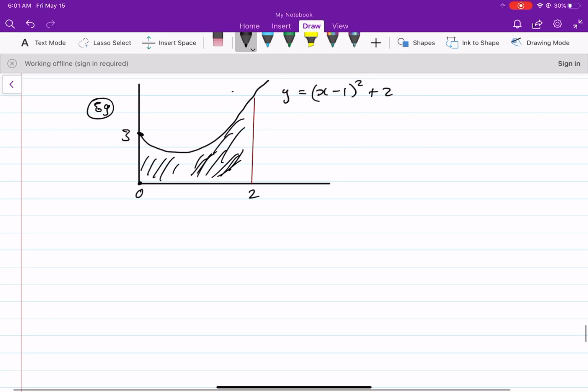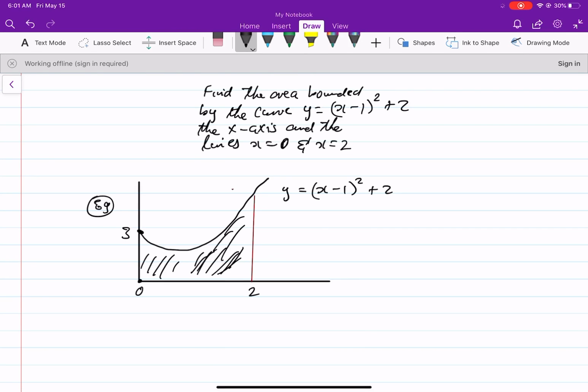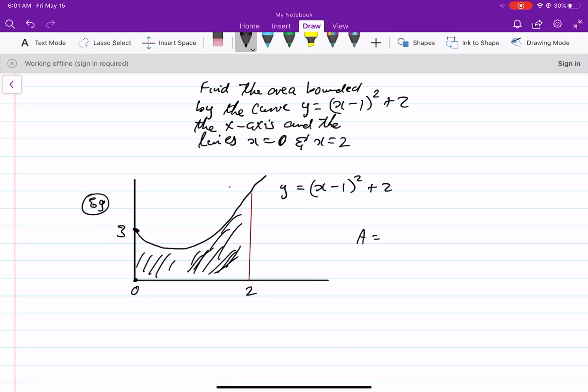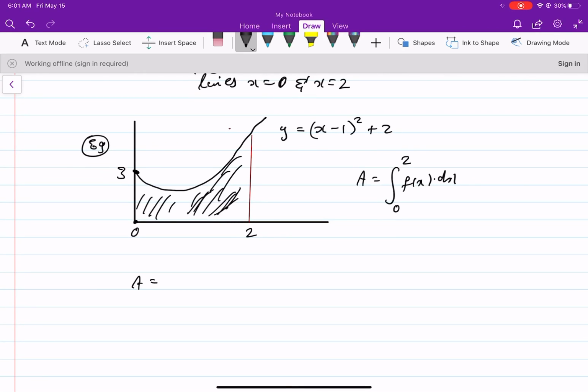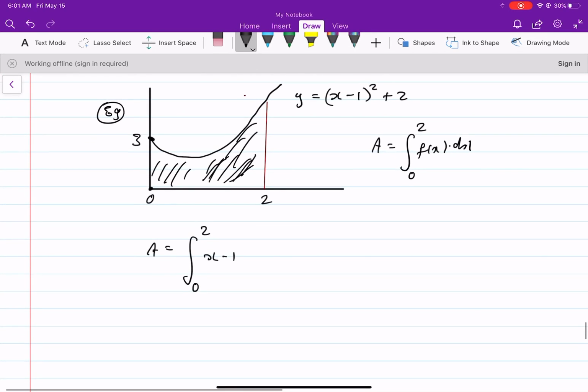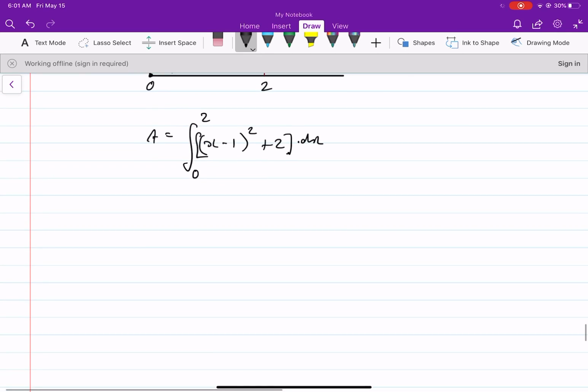So let's see how this goes. This area will be given by the integral between 0 and 2 of f of x dx. That's the generic expression. And therefore the area is equal to the integral between 0 and 2 of the f of x function, x minus 1 all squared plus 2, all times dx. Okay, how do we integrate that?